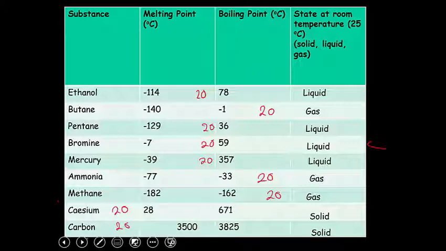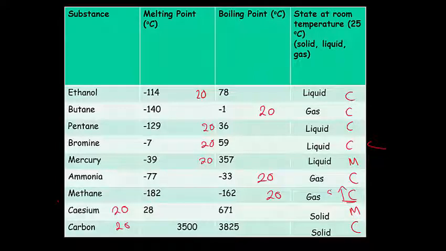Now, if we go through and have a look at what type of structures these are, ethanol uses covalent bonds, butane, pentane, and bromine all use covalent bonds. Mercury is a metal, so that has metallic bonding. Ammonia and methane are both covalent. Cesium is a metal, and carbon has covalent bonds.